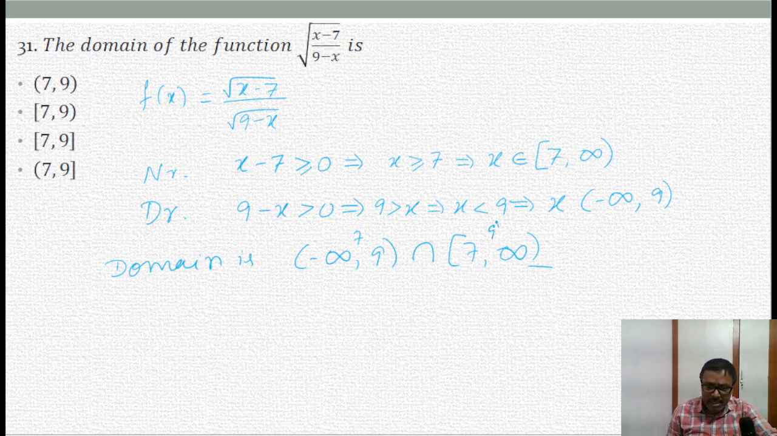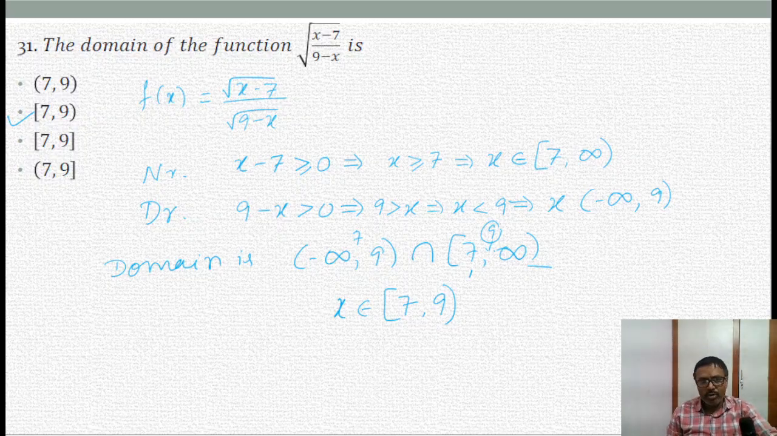Here 9 is included, but here it is not included. But 7 is included here. Here 7 is also included. So x belongs to 7 is included in the domain, but 9 is not included. So your option is 2, which is the semi-open interval 7, 9, where 7 is included. So keep it in mind, when you find the domain of a rational function, find the domain of numerator and denominator, go with the intersection. Right?